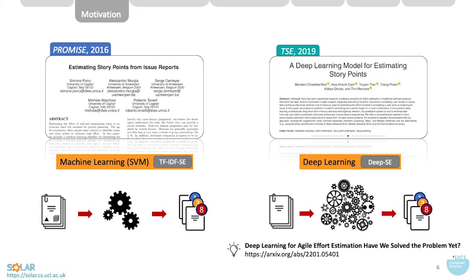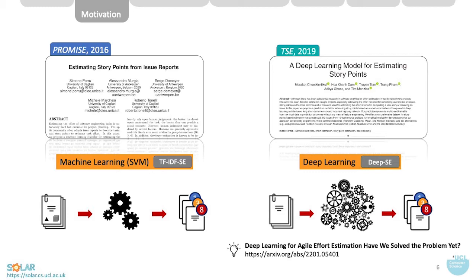The second, called DeepSE, was published in 2019 in the Transactions on Software Engineering journal. DeepSE uses deep learning to create an end-to-end task description to story point estimation model. But we found that both these approaches sometimes struggle to outperform the median baseline. Interested readers are welcome to check out our other study where we investigate this issue. A preprint is available on arXiv via the link provided in this slide.